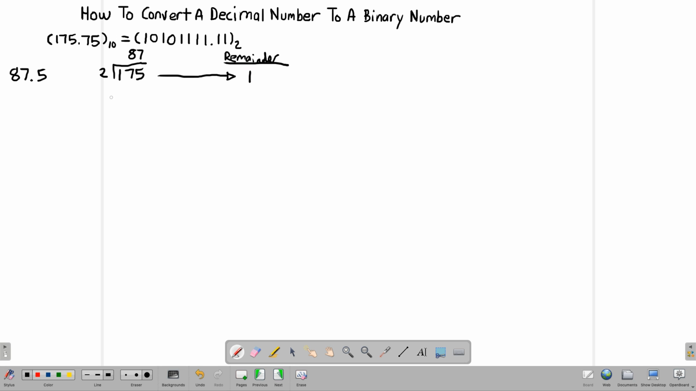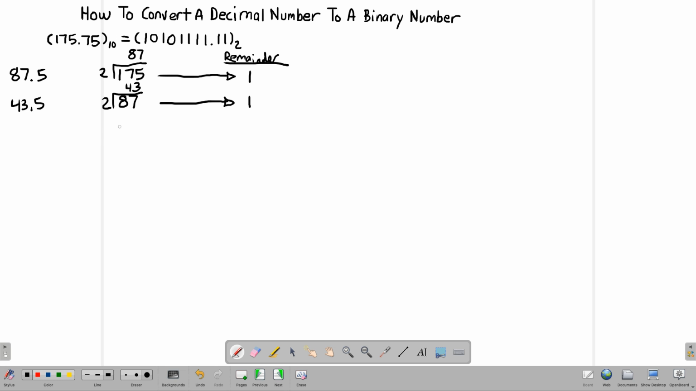All right, so let's go ahead and divide the next number. So we have 87 divided by 2. And 87 divided by 2 is 43.5. And so this says that 2 goes into 87 43 times, and the 0.5 indicates that we have a remainder. And we said that if we have a remainder, then we need to indicate a 1 here.